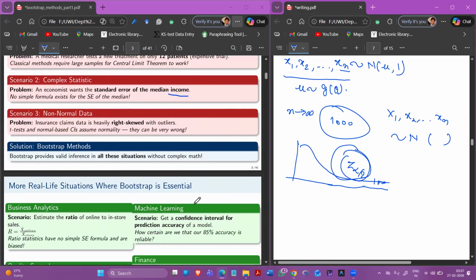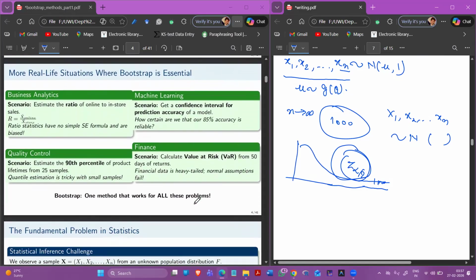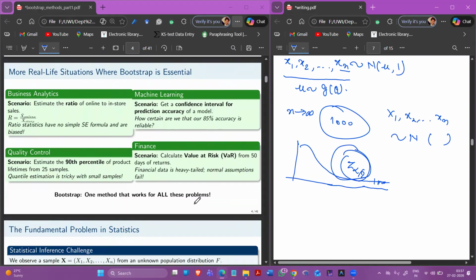All right, now this is another example that I took here, the Bayesian analytics. I shared the Bootstrap PPT with all of you. Have you seen that? So, estimate the ratio of online to in-store sales. How will you find the standard error of that? Is there any formula for that? And that is only one sample, whatever the online sales and offline sales were. You are not going to repeat that.